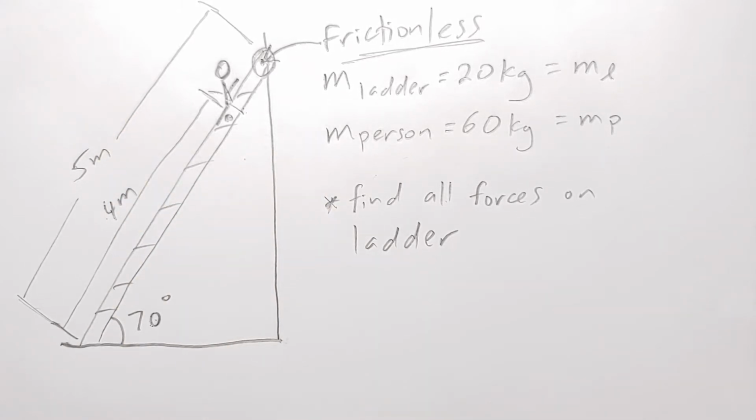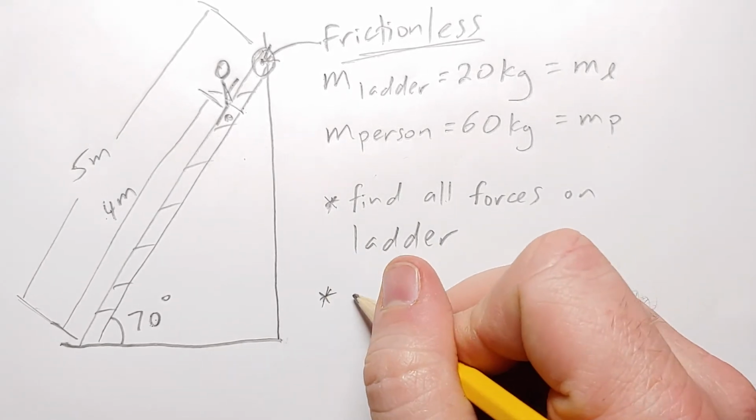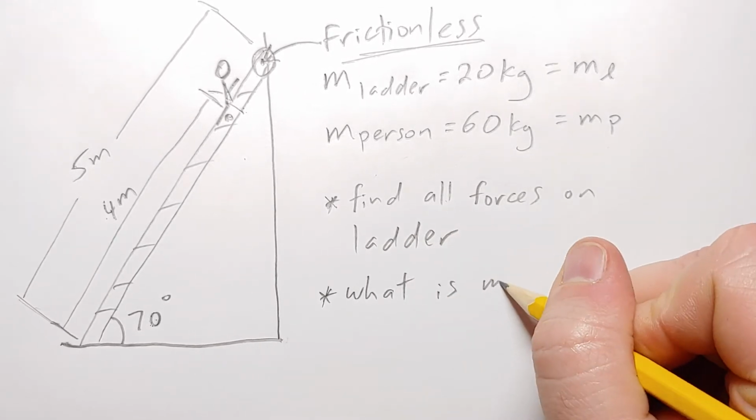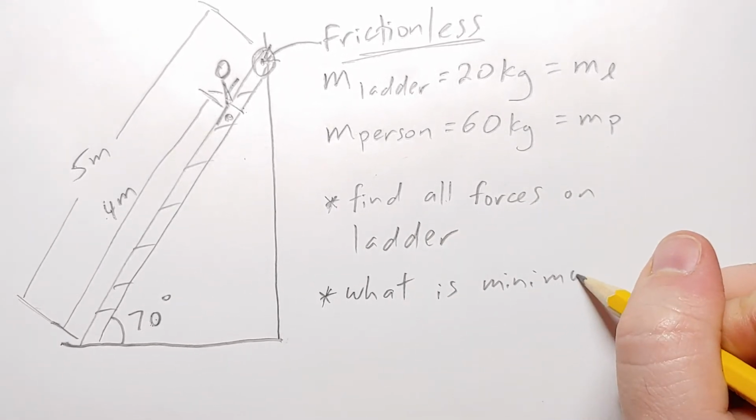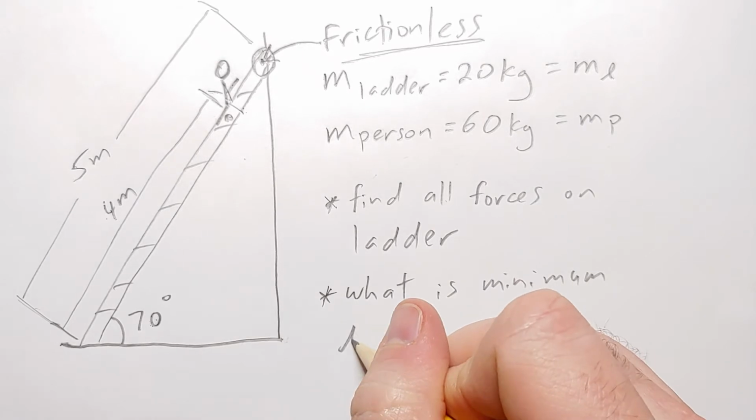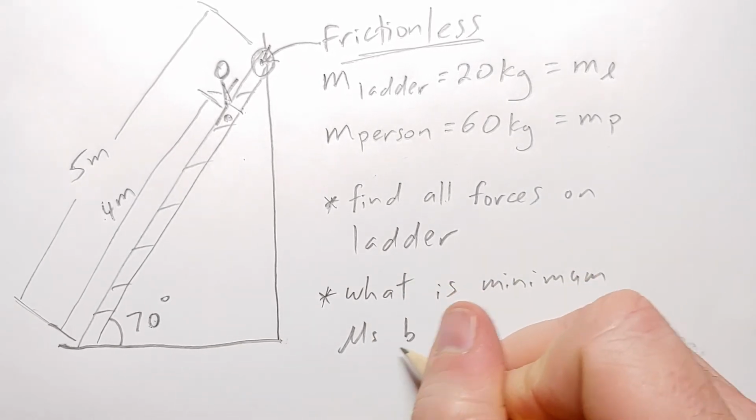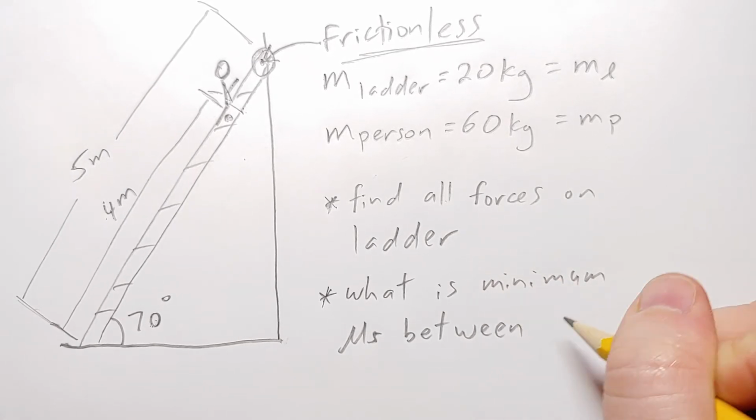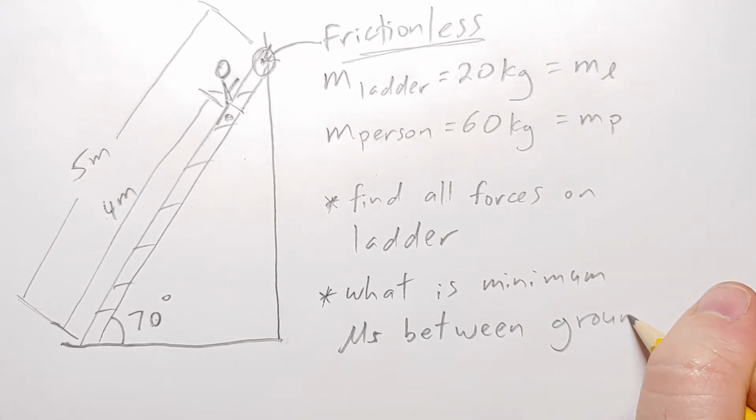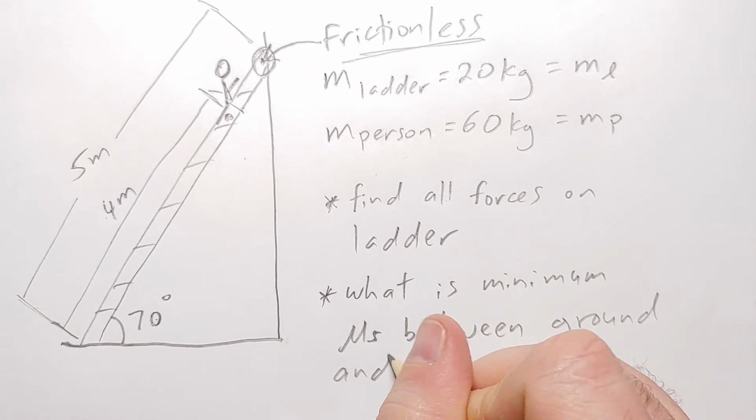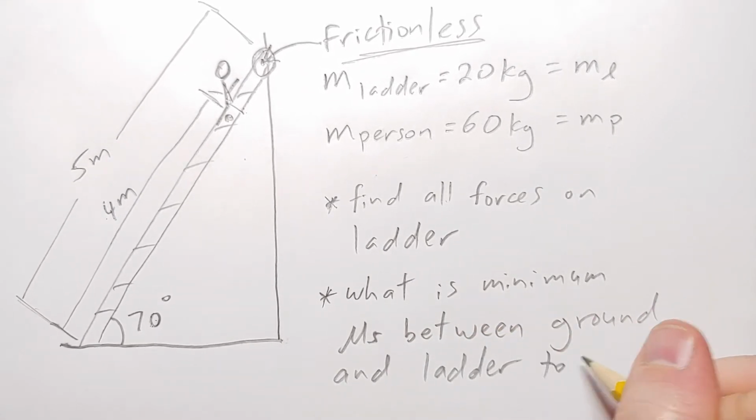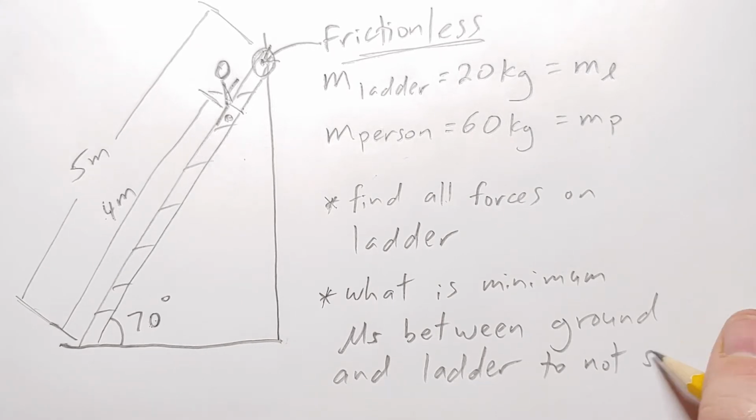In addition to finding all the forces on the ladder, we would like to figure out what is the minimum coefficient of static friction between the ground and the ladder in order to not slip.